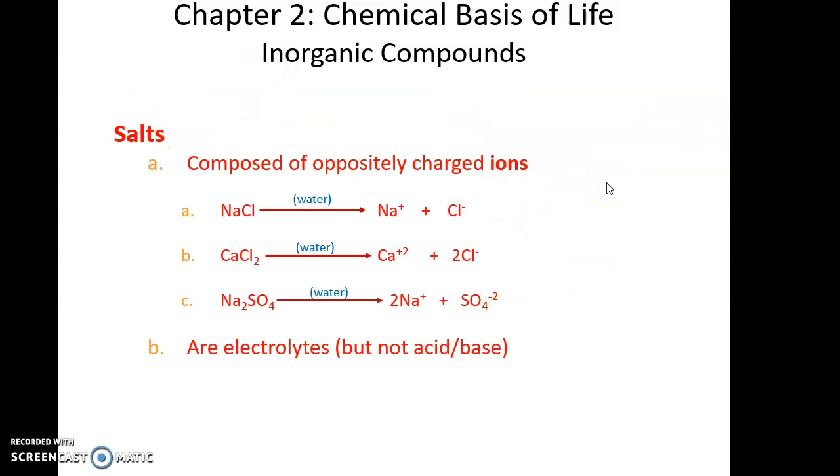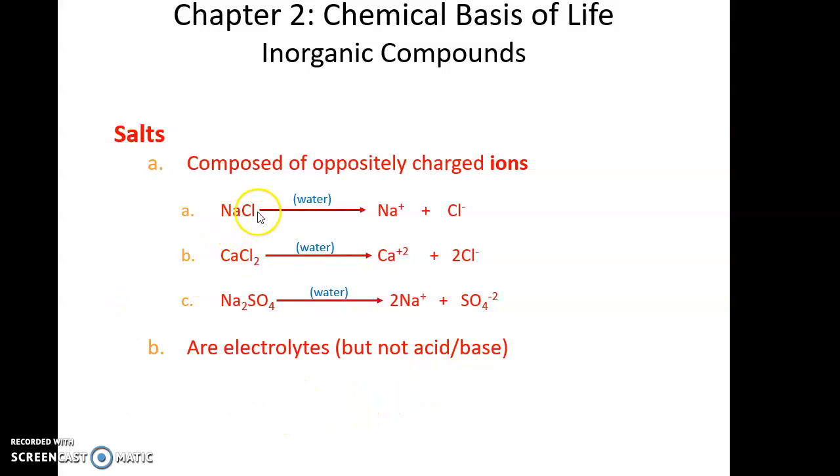Salts. Salts are formed by ionic bonds. Salts are composed of oppositely charged ions, and they are able to dissolve in water, and therefore they are also electrolytes. So all salts are electrolytes. All salts are things where you have oppositely charged ions ionically bound to each other. So there's a huge number of things defined as salts. The only other thing to remember is salts are not acids and bases. Acids and bases are not salts.